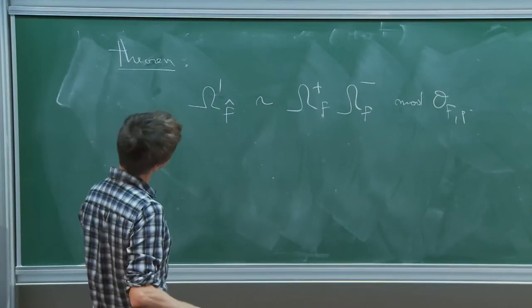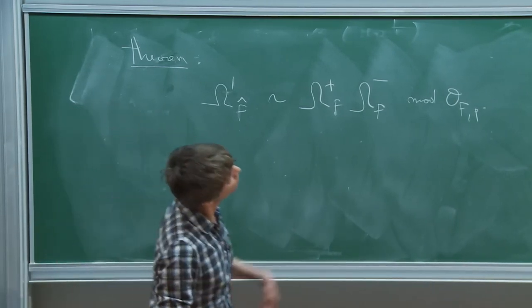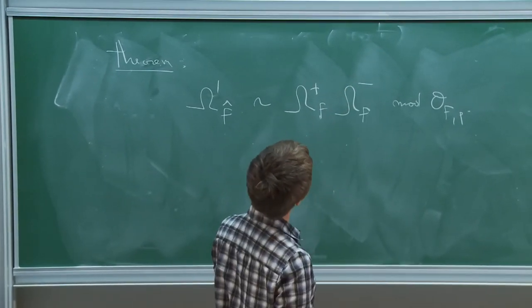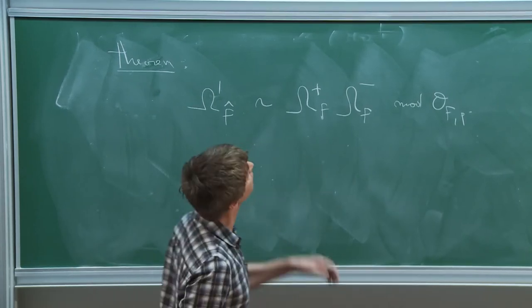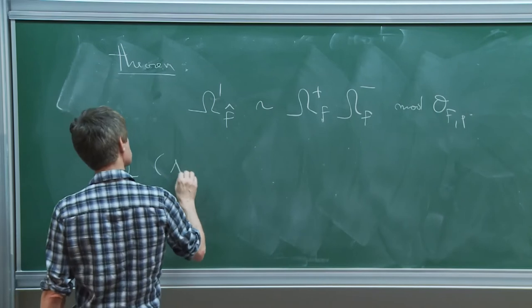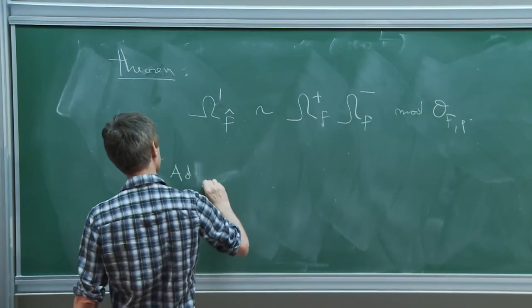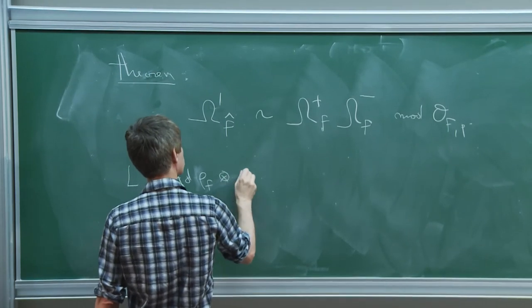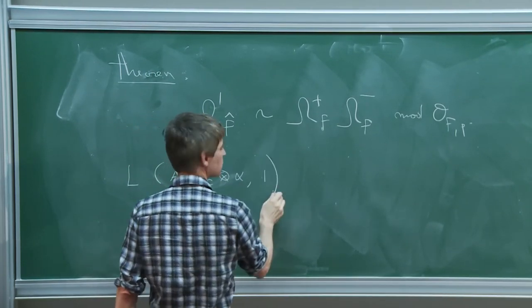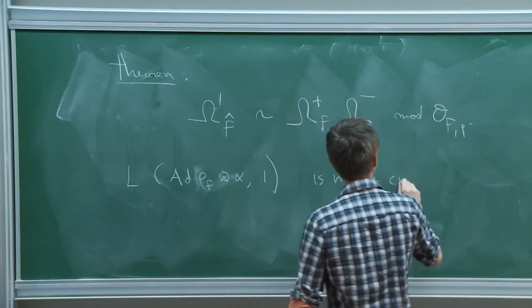So now, contrary to the case where F is totally real, the L-function of ad rho f twisted by alpha at 1 is not a critical value.